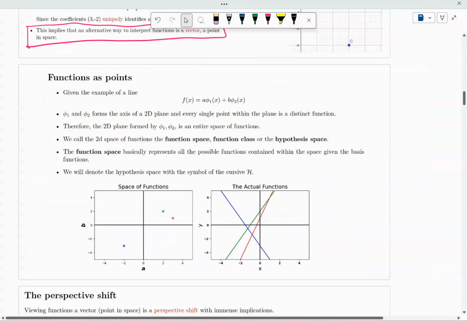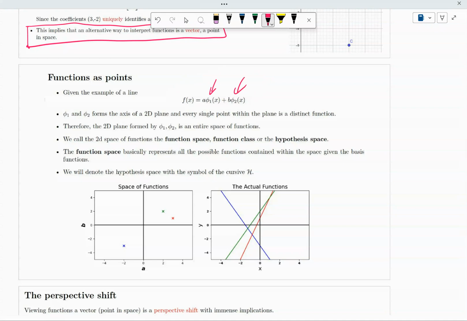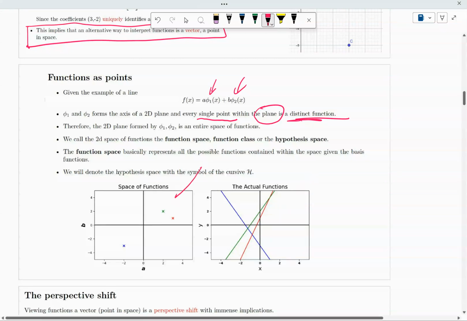Functions as points. Okay? So given the example of a line, phi 1 and phi 2 essentially give us the axes of the 2D plane. You see, this is a 2D plane where this is phi 1 and this is phi 2, right? Some combination of phi 1, phi 2. And every single point in the plane is a distinct function, right? So I just showed you here, you have blue, green, and red. The functions as points in space, or functions as lines or drawn out lines. And these two are equivalent ways of thinking about functions.